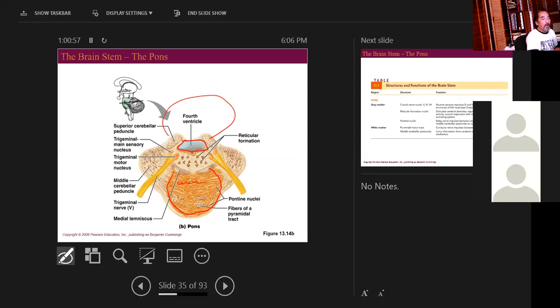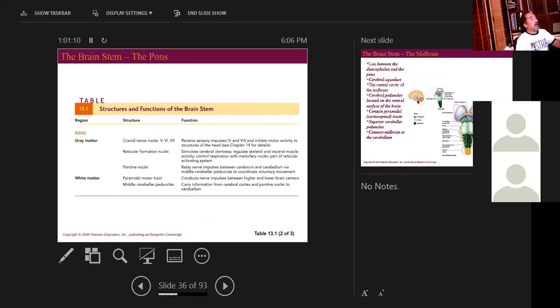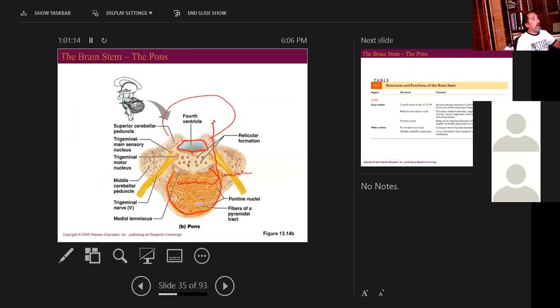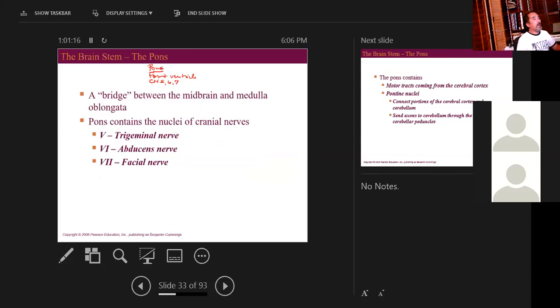Remember, the cerebrum is upstairs to the cerebellum. So that's my pontine nuclei. I don't have anything more to add on that. So these are the structures that I need to identify: my fourth ventricle, cranial nerves 5, 6, 7, and my pontine nuclei.